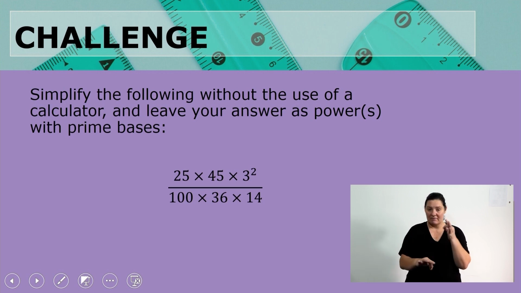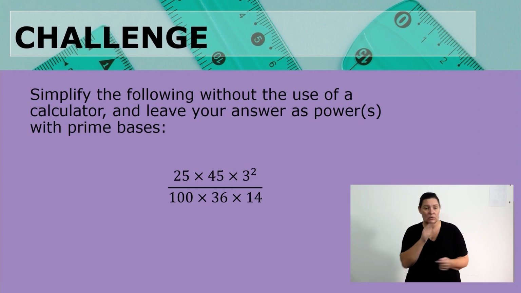So, simplify the following without the use of a calculator and leave your answer as powers with prime bases. So we are going to calculate the following, using our exponential laws, but you need to make sure that you leave your answer as prime bases.